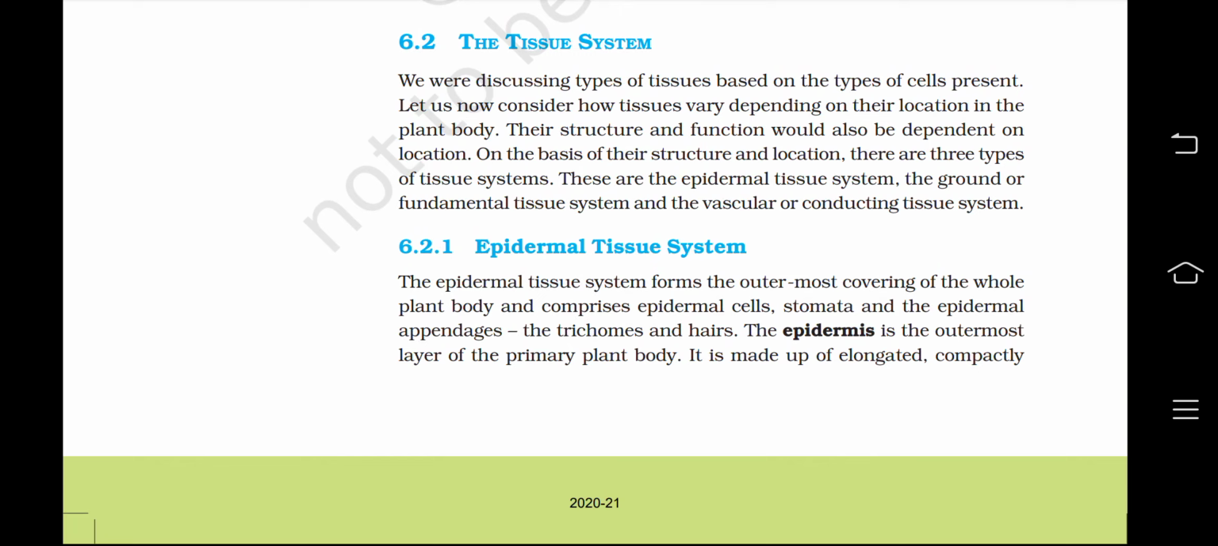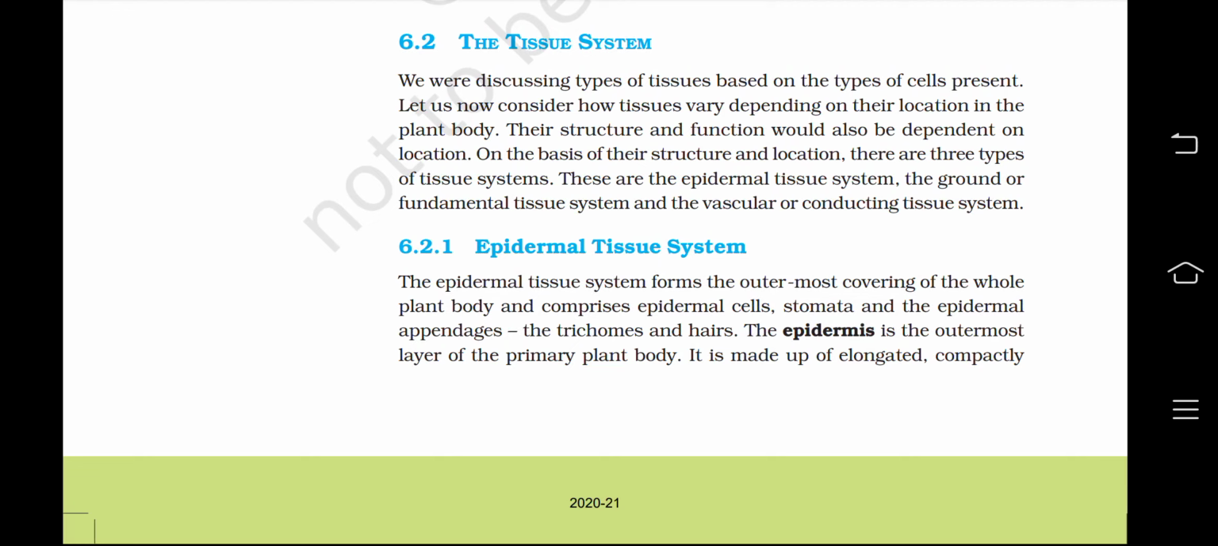First, we are talking about the epidermal tissue system. The epidermal tissue system forms the outermost covering of the whole plant body and comprises the epidermal cells, stomata and the epidermal appendages, the trichomes and hairs. The epidermis is the outermost layer of the primary plant body. It is made up of elongated, compactly arranged cells which form a continuous layer. Epidermis is usually single layered.